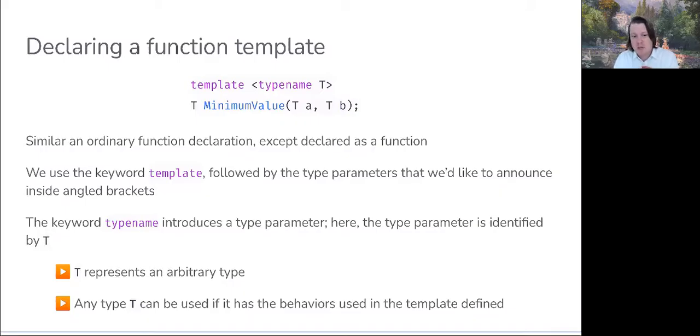To do this, we use the keyword template, followed by the type parameters that we'd like to announce in angled brackets. So within the angled brackets, it's simply a parameter list of type parameters. And then there's also the ability to have a couple of different types of arguments, which we won't necessarily get into now. However, this is no different than our parameter list that we've seen for a function. They're going to be comma separated.